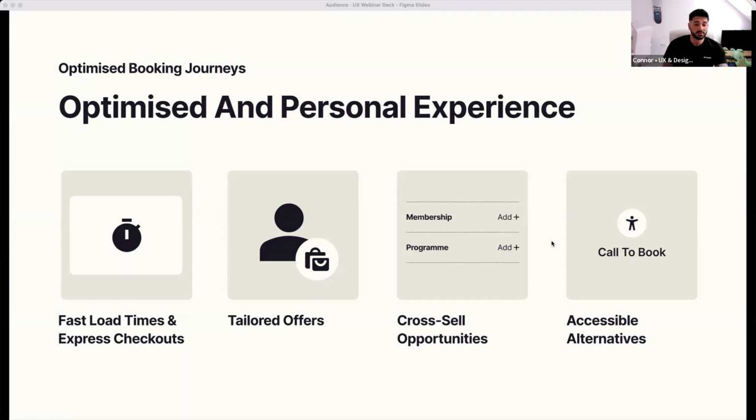But it's also important to remember accessible alternatives as well. Remember that maybe some people don't have the ability to come onto the site and book, and actually having clear phone numbers and accessible alternatives to help achieve bookings as well is an appropriate alternative.